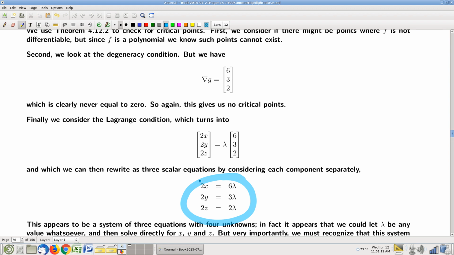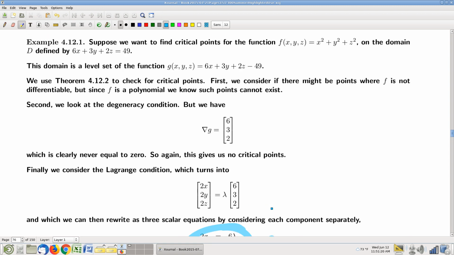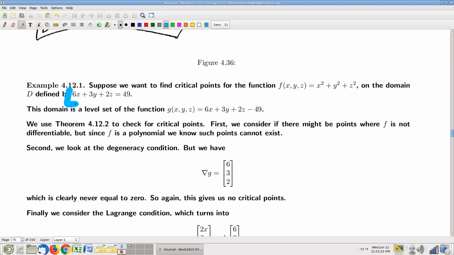So the realization that we need to make is, why am I looking at these conditions? Why am I looking at the Lagrange condition? Well, because I am trying to find points on this plane that blah, blah, blah, right? Point being, the points that I'm interested in have to be on this plane.